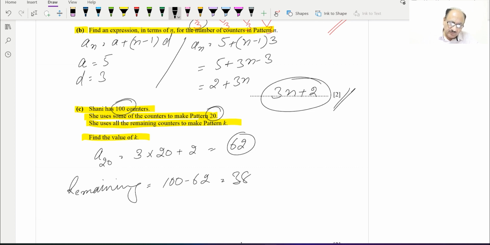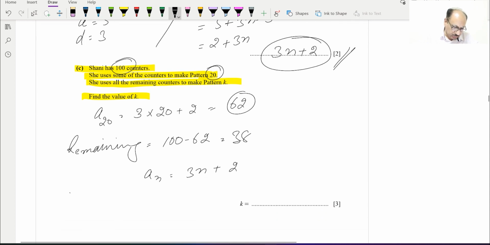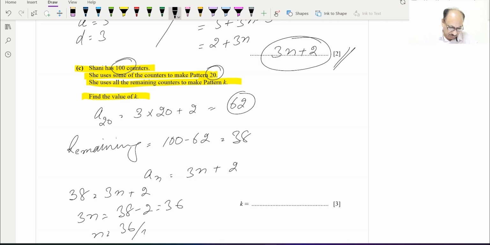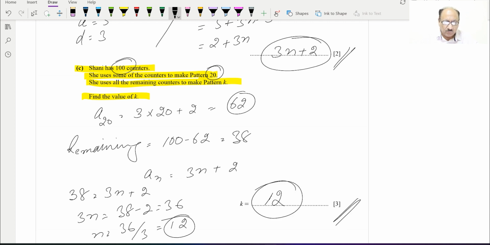Now for 38, we will apply the same formula. a_n is equal to 3n plus 2, so we take a_n as 38. So 38 is equal to 3n plus 2, so 3n will be equal to 38 minus 2, which is equal to 36. So n will be equal to 36 divided by 3, which is equal to 12. So the k value will be equal to 12. This is what we can write here, and this is for 3 marks. Hopefully you understood this.